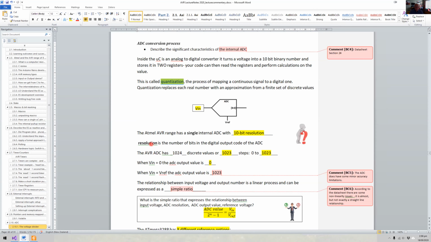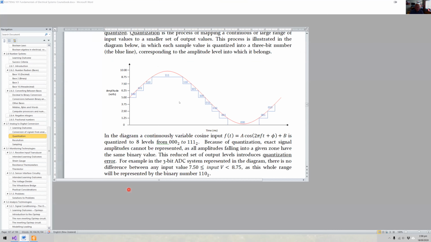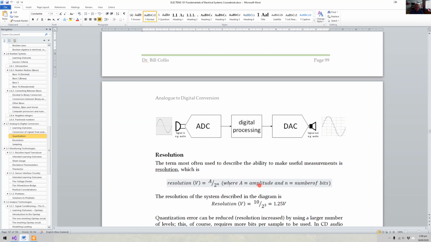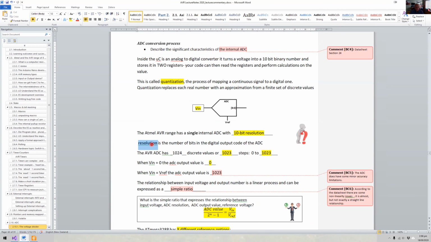So resolution. Now here, we're going to get into something just a little bit strange. I've already told you that resolution is the voltage resolution of the steps, and we worked out what the voltage resolution is. It's the amplitude over the number of bits. So what is this saying when it's saying resolution is the number of bits in the digital output code? Well, this is just how we say it in engineering, I'm afraid.